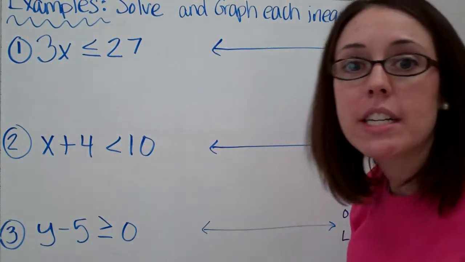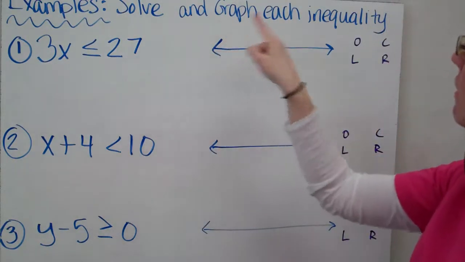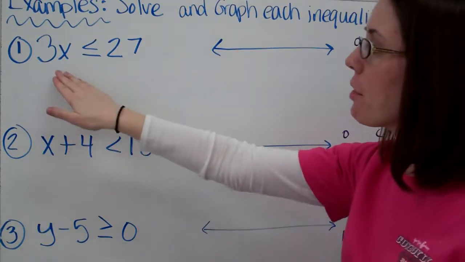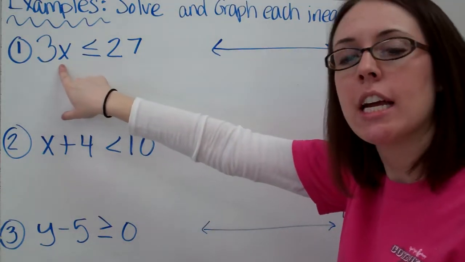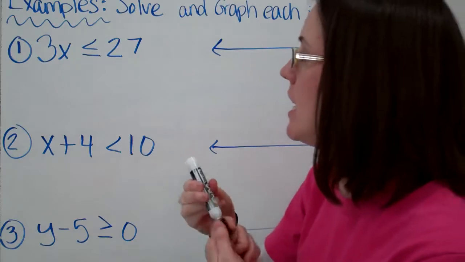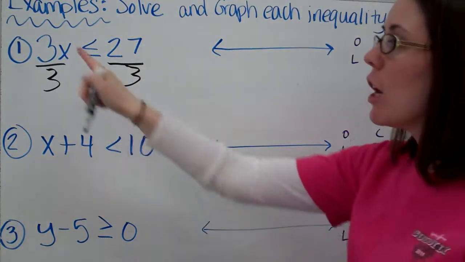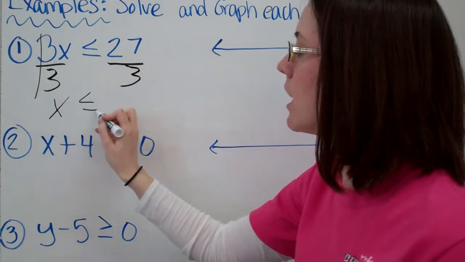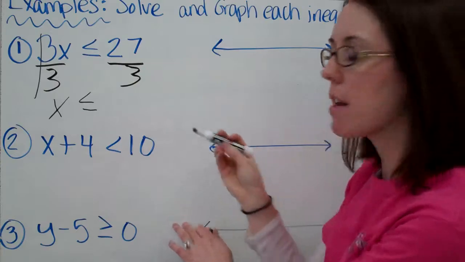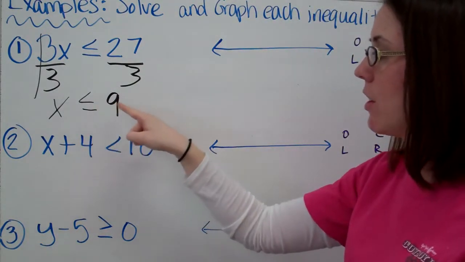Let's look at a few inequalities, and let's solve these inequalities. Solve and graph each inequality. 3x is less than or equal to 27. We have multiplication here. The inverse of multiplication is division. So we're going to divide by 3 on both sides. Your 3's cancel. You're left with x, bring down less than or equal to, and 27 divided by 3 is 9. So you have x is less than or equal to 9.